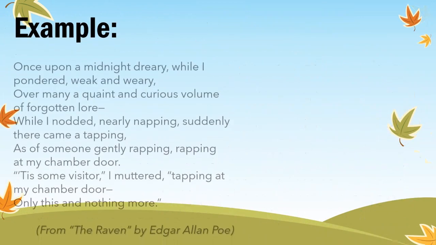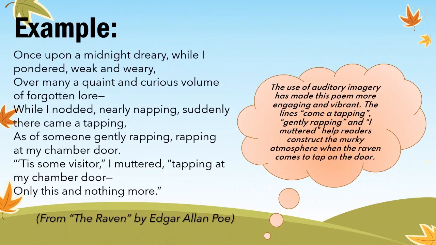The Raven by Edgar Allan Poe. The lines: "came a tapping, gently rapping," I muttered. These are phrases that will help the reader imagine what the speaker is hearing or listening to.